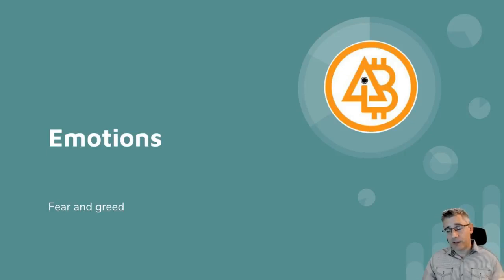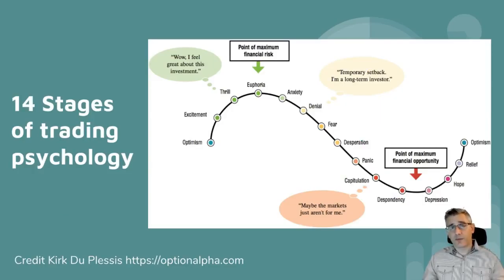Emotions, fear, and greed. They drive human behavior and they drive the markets. So there's about 14 stages of commonly accepted trading psychology. Starting with optimism, excitement, then thrill. Wow, I feel great about this investment. This is usually the stage where the media starts pumping something. Then the euphoria stage at the top.